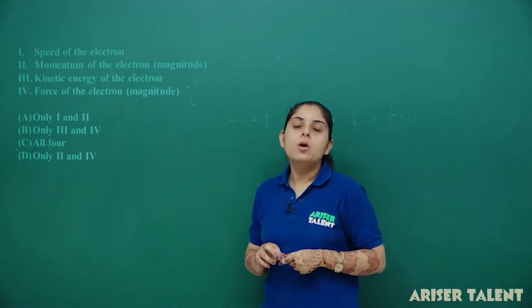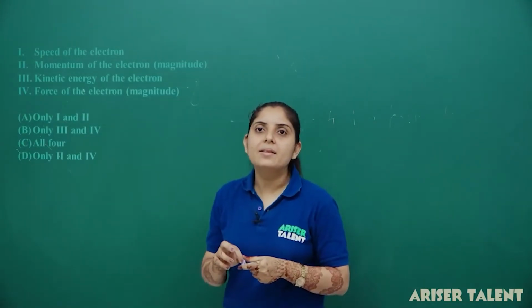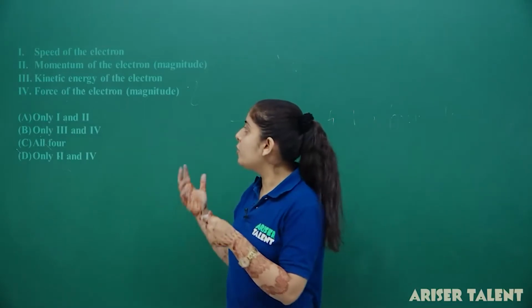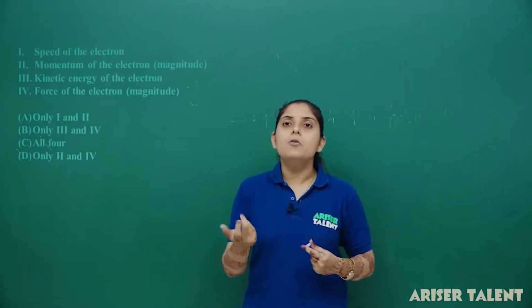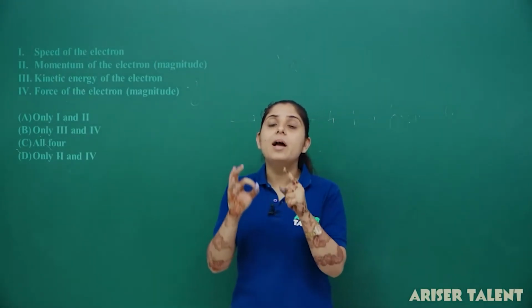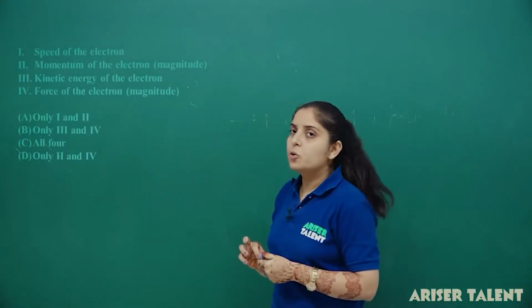Momentum of the electron. Momentum is basically given by the product of mass and velocity. So if the velocity is not 0, how can the momentum be 0? So it will again be non-zero.